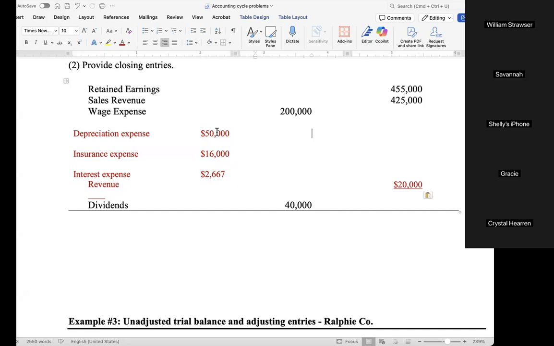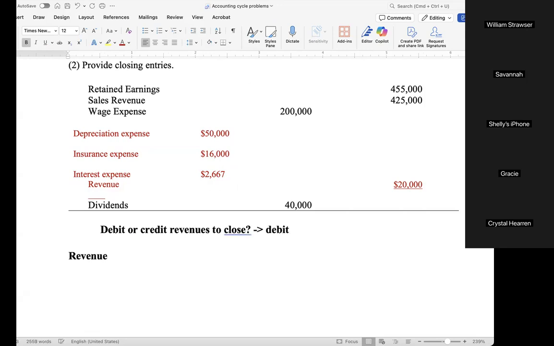How much revenue, or I'm sorry, do I want to debit or credit revenues to close them? Debit, yeah, debit. We want to close with a debit. So we debit revenue for 425 because that's the amount that was unadjusted. We did some additional revenue. You could combine these two if you wanted to.